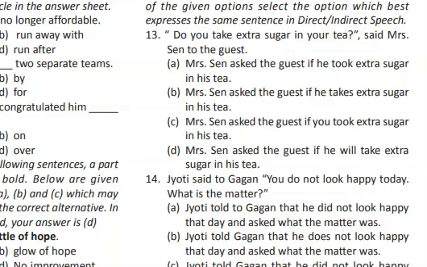I am giving you a hint. So here the reporting verb said Mrs. Sen to the guest should go into ask because this is the question statement. Second, the statement is beginning with an auxiliary verb. So the conjunction will be if or whether. And next, this do take is in simple present tense. So it will be simple past. So what should be the correct answer? Correct answer should be A. Mrs. Sen asked the guest if he took extra sugar in his tea. So my has been changed into your, and your has been changed into his.